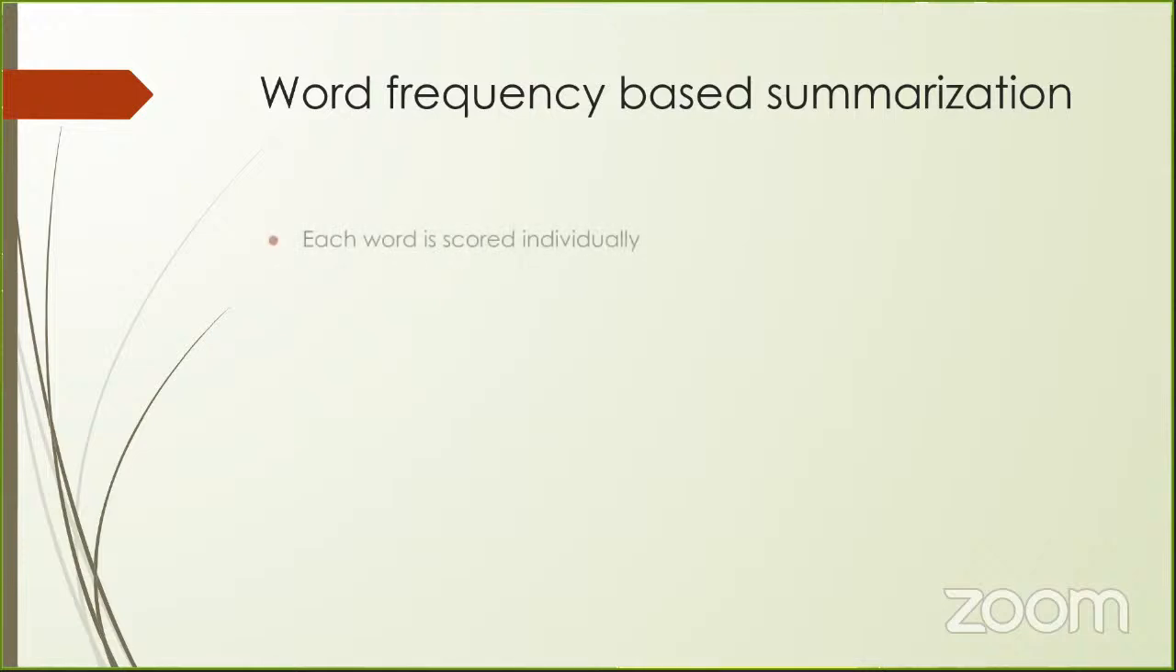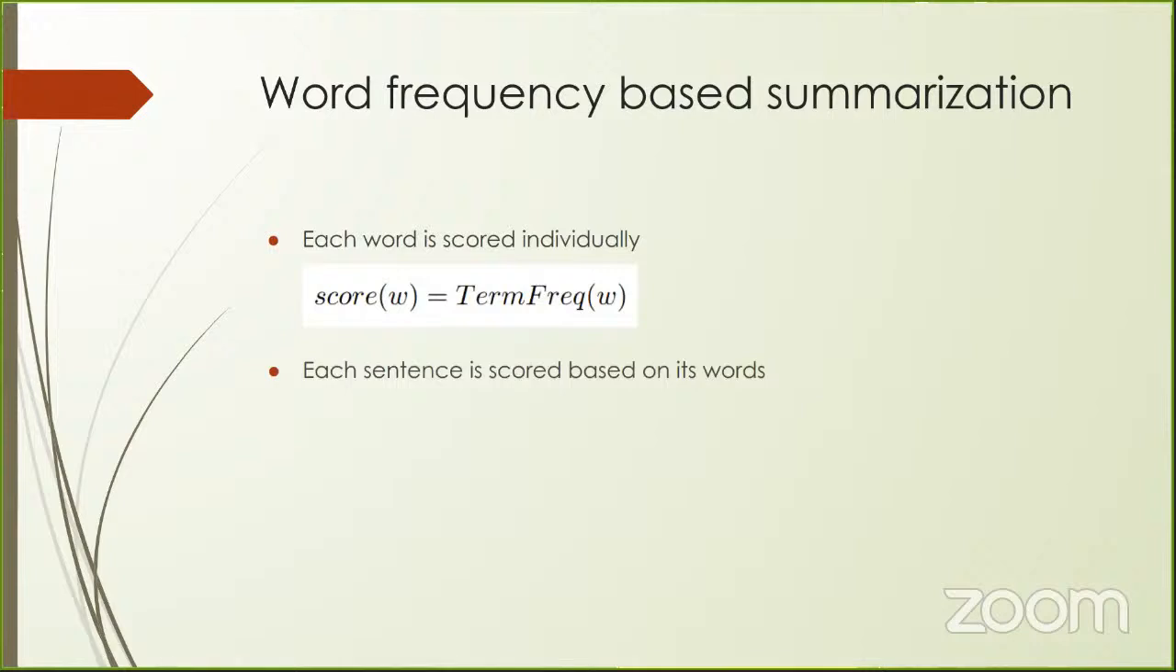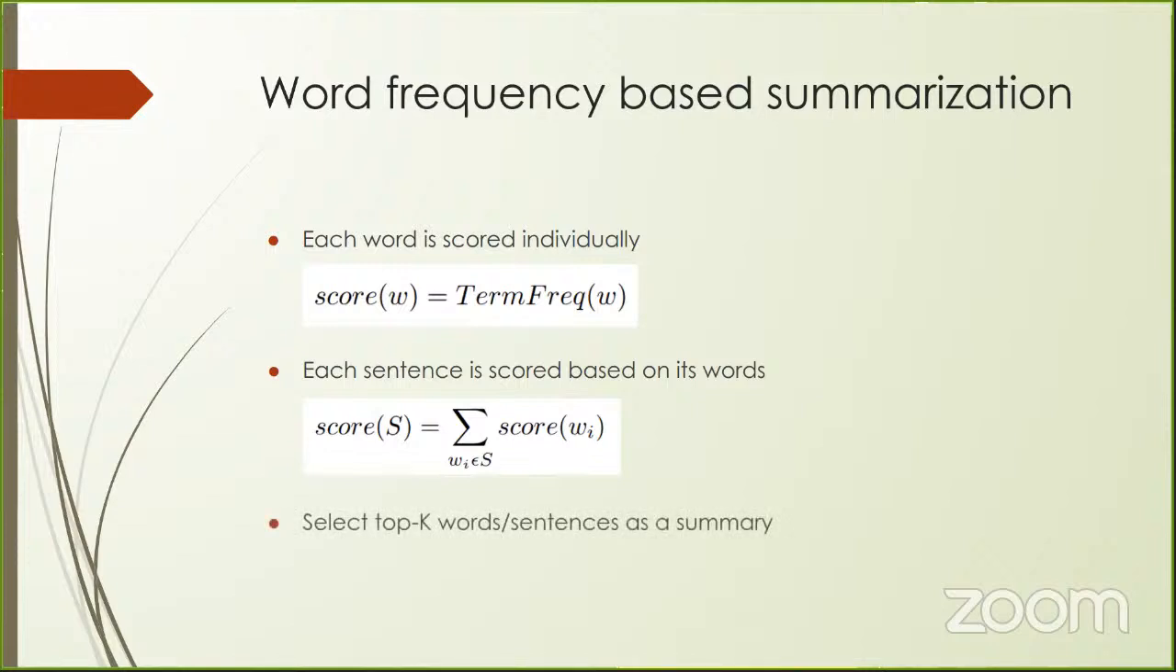And then, how do you score a sentence based on it? Very simple. Just add up the scores of individual words in that sentence, and that gives you the score of the whole sentence. And now, you select the top K most important words or sentences as a summary, right?